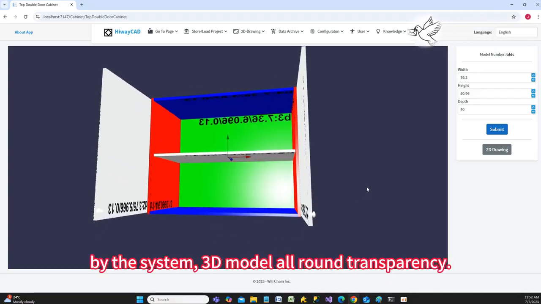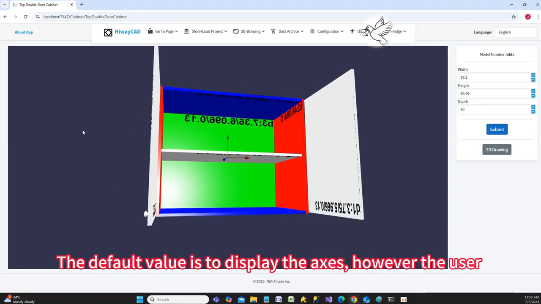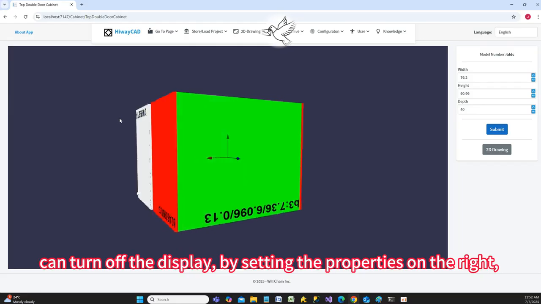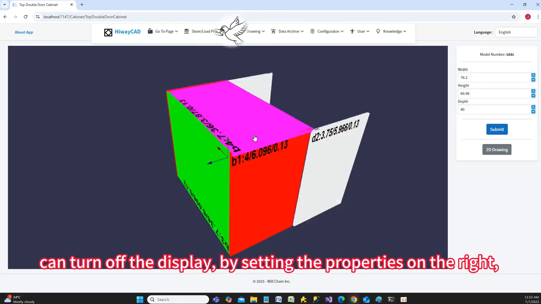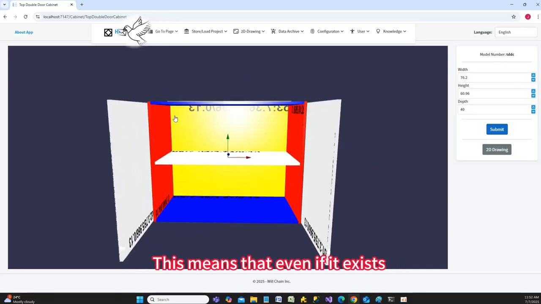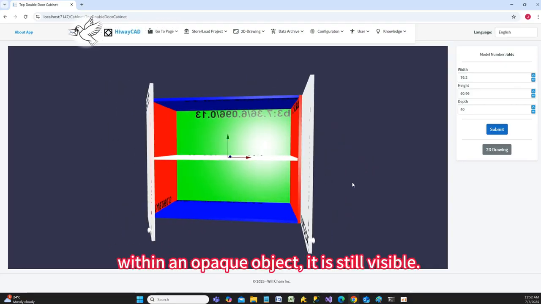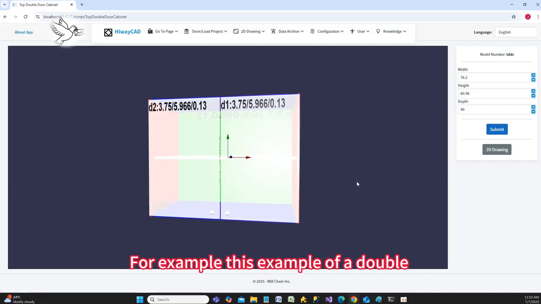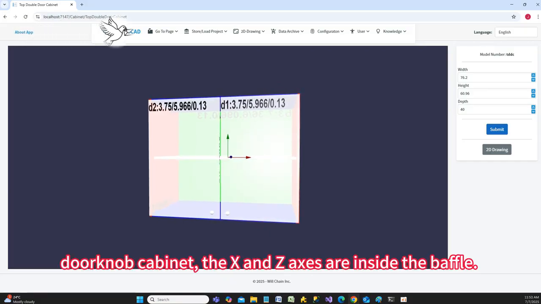3D model, all-round transparency. The default value is to display the axis. However, the user can turn off the display by setting the properties on the right. The visibility of the axis is absolute. This means that even if it exists within an opaque object, it is still visible. For example, in this double door top cabinet, the X and Z axes are inside the baffle.